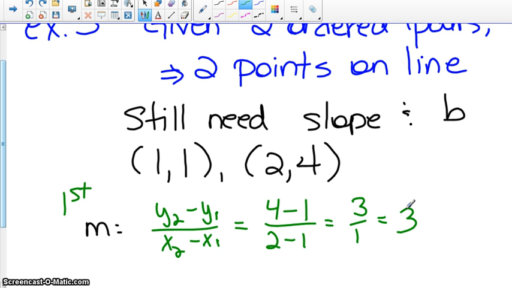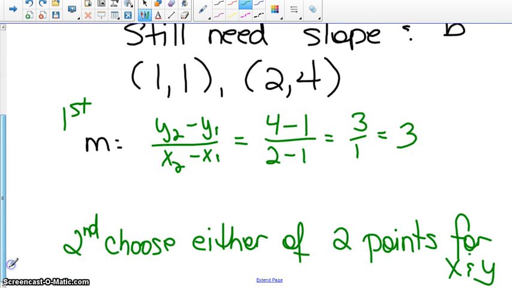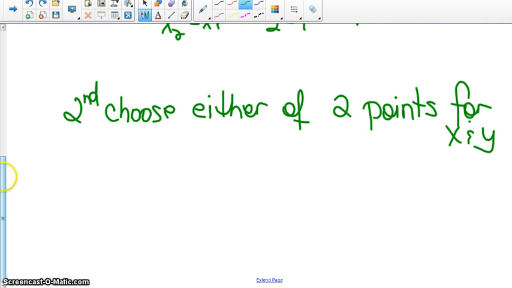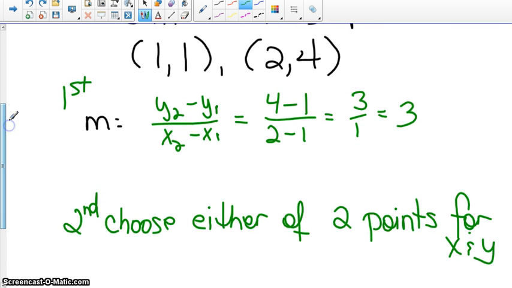And then how do we find the y-intercept? Well, this goes back to example number 2, where we had the slope. We have a point on the line. We actually have 2 points on the line, don't we? And we can use that to find b. Now, the second step is to choose either of the 2 points for x and y when we plug it in. And when I choose either one, I should get the same answer. So it doesn't matter. I can pick the first one, the second one, as long as you're consistent. Pick the same x and y value.